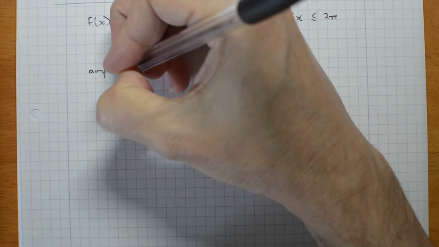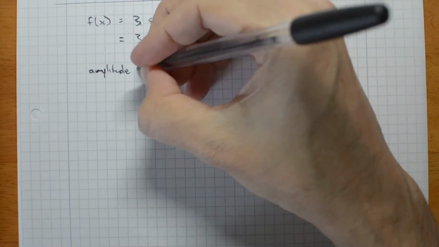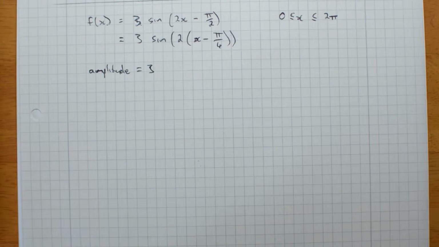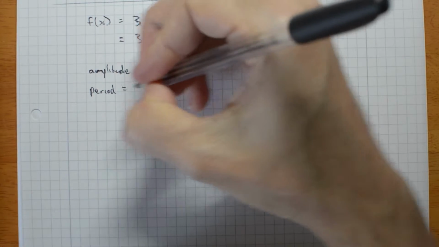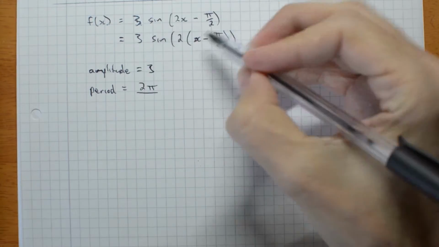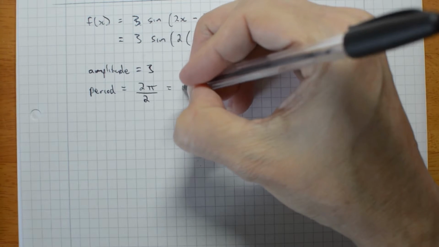The amplitude is the number in front of the function, which is 3. And it's positive, so it's the normal orientation. The period is 2 pi over this number in front here, which is 2. So it's pi.